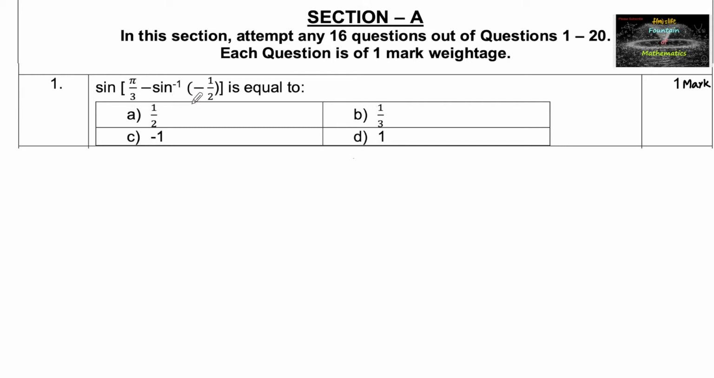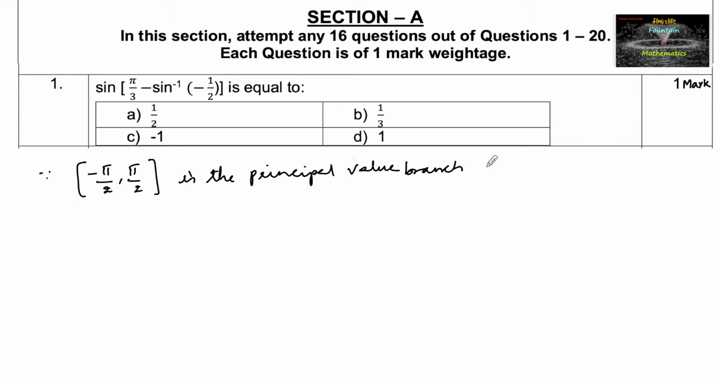Sine of pi by 3 minus sine inverse of minus 1 by 2 is equal to, since minus pi by 2 comma plus pi by 2 is the principal value branch of sine inverse x. Therefore, sine of minus pi by 6 is equal to minus 1 by 2.